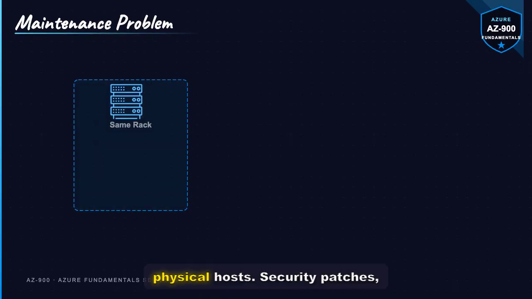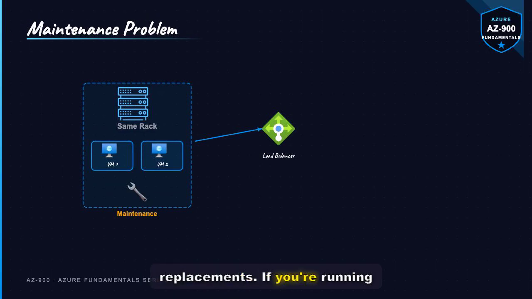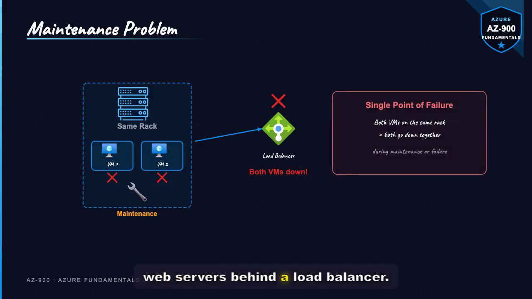Azure regularly updates its physical hosts: security patches, firmware upgrades, hardware replacements. If you're running a single VM, there's a brief interruption. Now imagine two web servers behind a load balancer. If Azure maintains both hosts at the same time, both VMs go down. This is the problem availability sets solve.